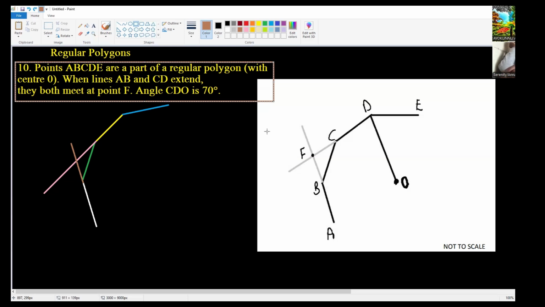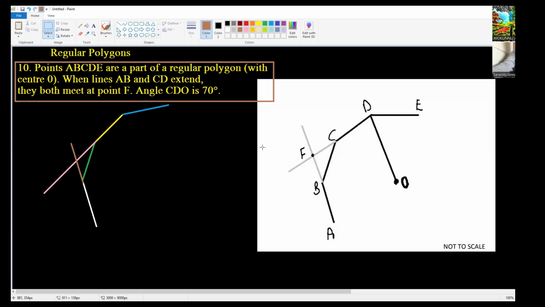Points A, B, C, D, E are a part of a regular polygon with center O. When lines AB and CD extend, they both meet at point F. Angle CDO is 70 degrees. So, there are some questions we have to look at, okay?